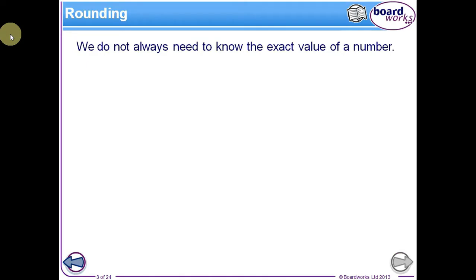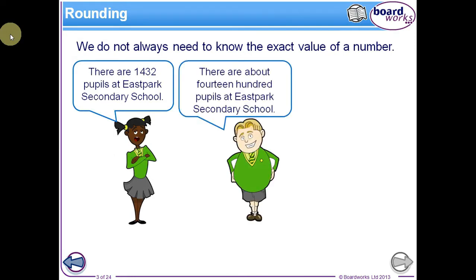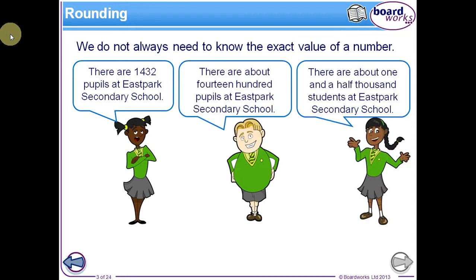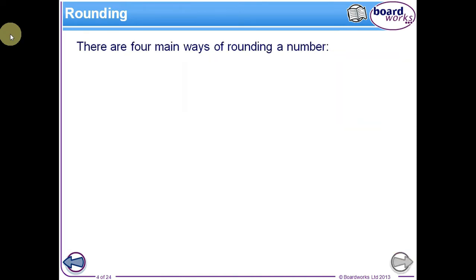We do not always need to know the exact value of numbers. For example, we have 1,432 pupils at East Park Secondary School. Also, there are about 1,400 pupils at East Park Secondary School. And finally, there are about 1,500 students at East Park Secondary School. So why do we sometimes round figures rather than giving an exact value?